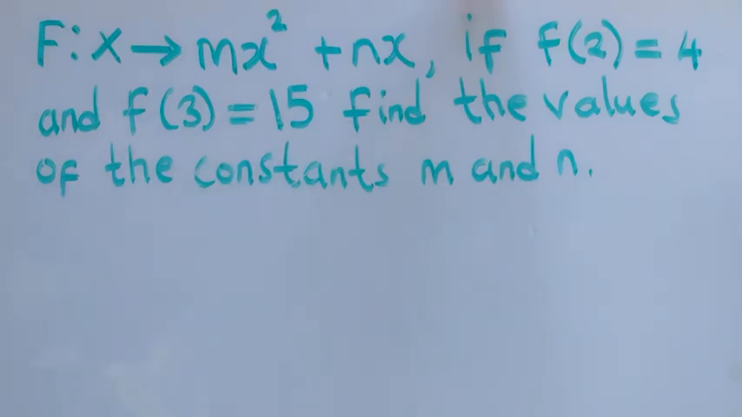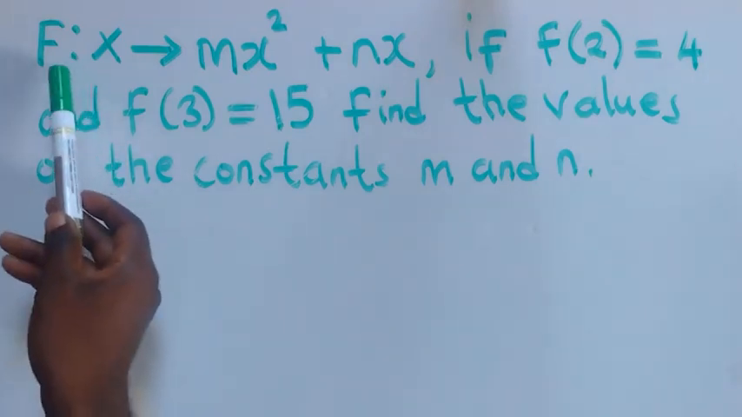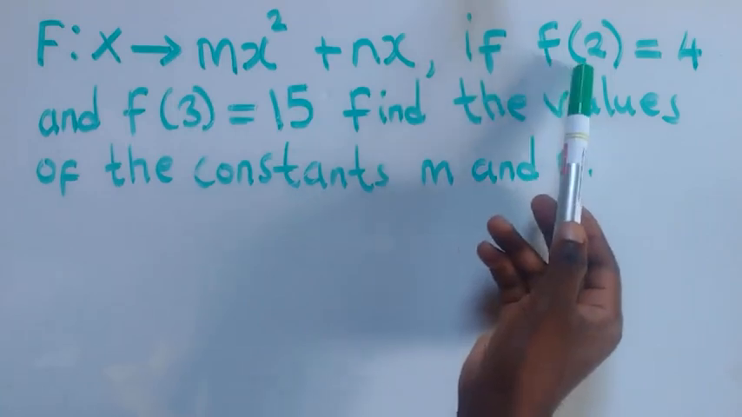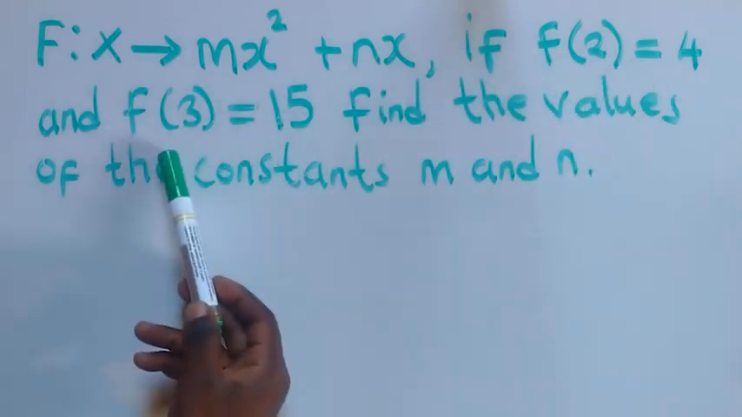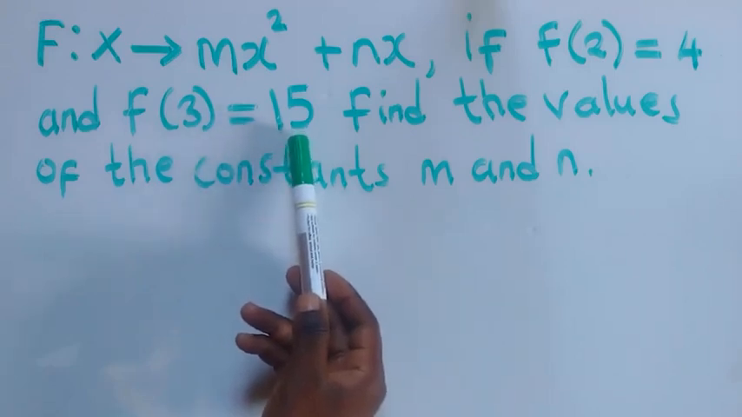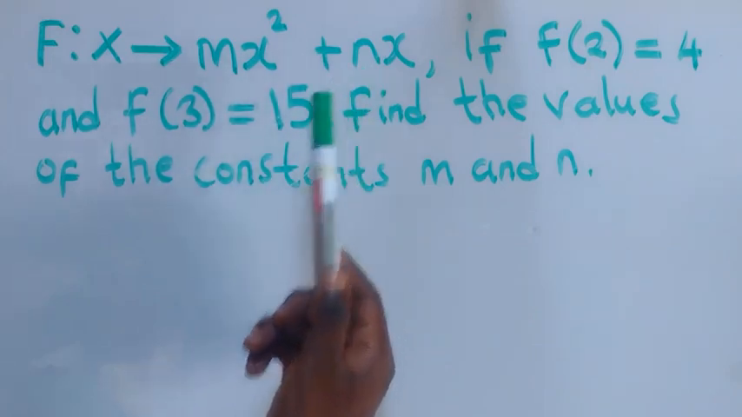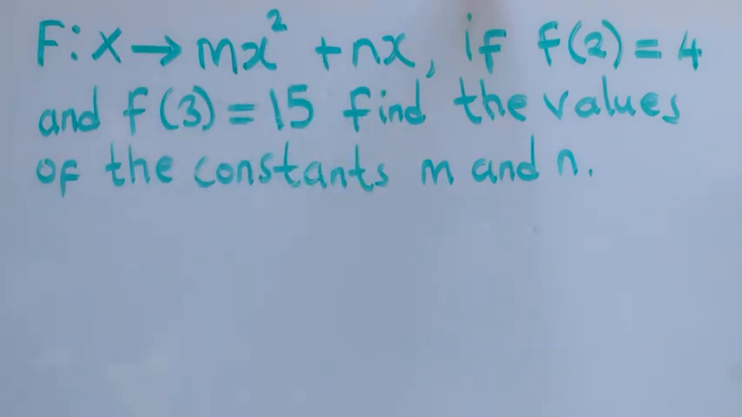So here, if you have observed, we have been given this function f(x), which is equal to this function right here. Then we have f(2) equal to 4, and we also have f(3) equal to 15. So we need to find the value of the constants, the value of m, and the value of what? n. So how can we find these two values?